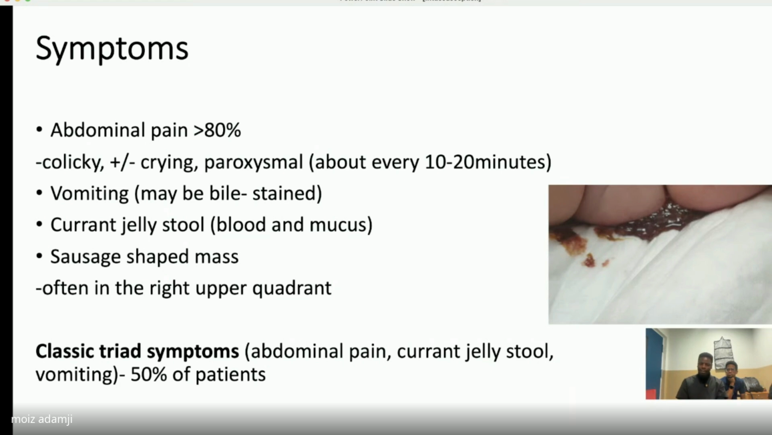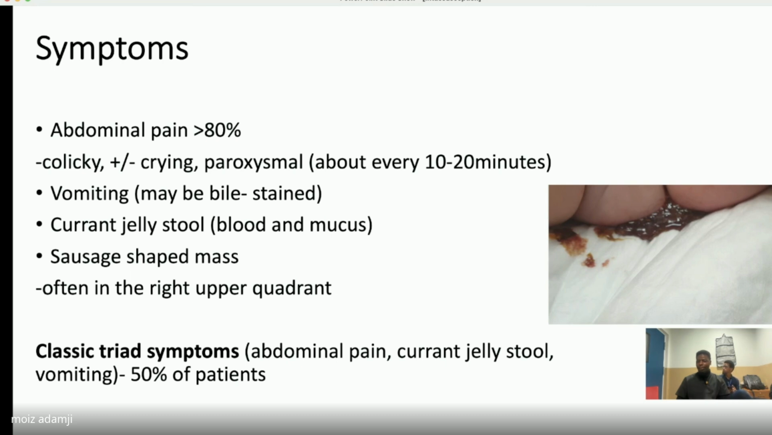Also, there is vomiting and currant jelly stool. And one of the signs can be a sausage-shaped mass, often in the right upper quadrant, where there is the colon. We can appreciate it more there. So in summary, there is a triad of symptoms that we may consider the classic symptoms of intussusception: abdominal pain, currant jelly stool, and vomiting. This accounts for more than 50% of patients.